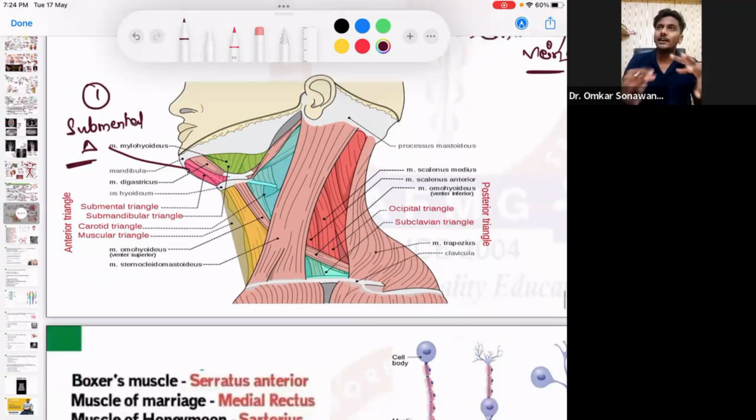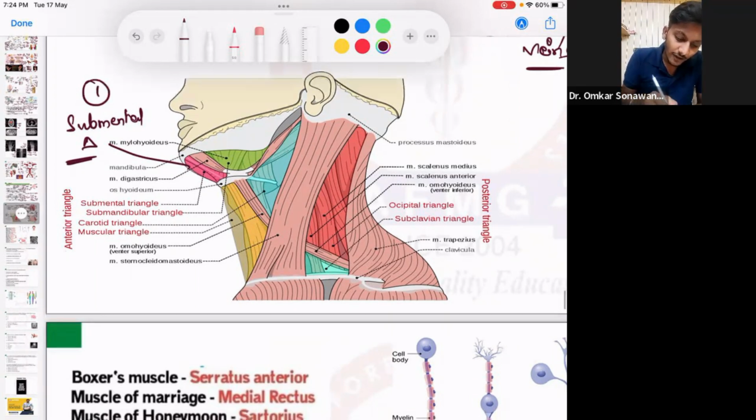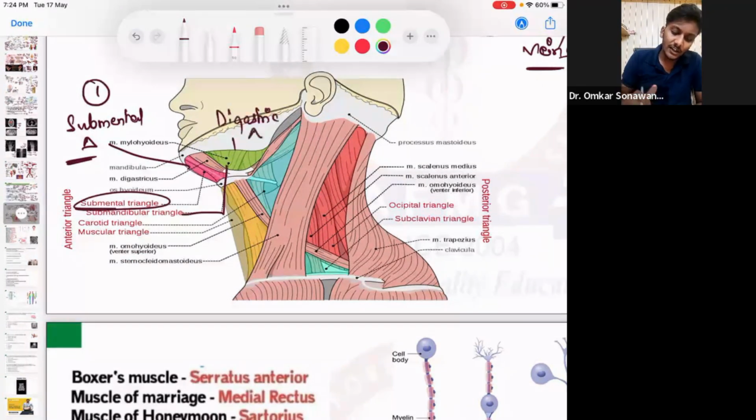Next, this is the anterior triangle of the neck, ठीक है? So anterior triangles of neck कितने होते हैं? 4. Anterior triangles of the neck are 4. Posterior triangles of the neck are 2. The first one is the submental triangle. Second one is the submandibular digastric triangle. The green one is the digastric triangle.